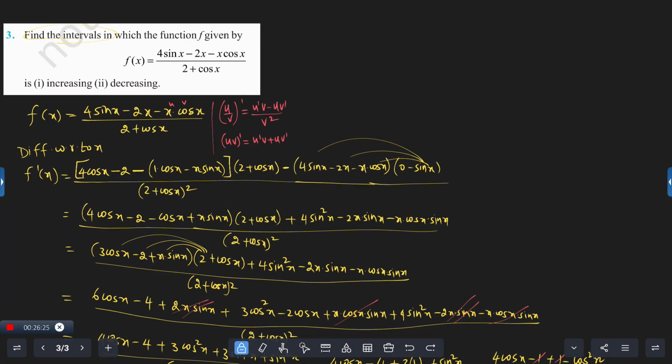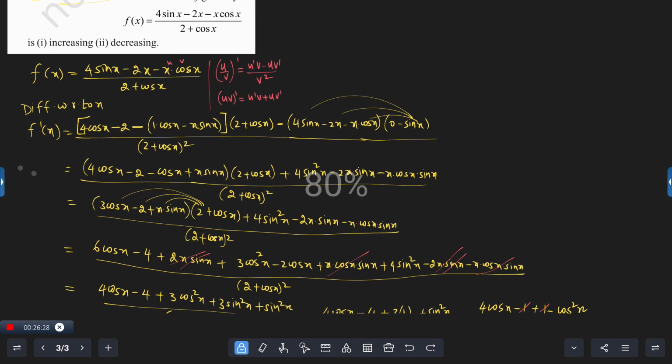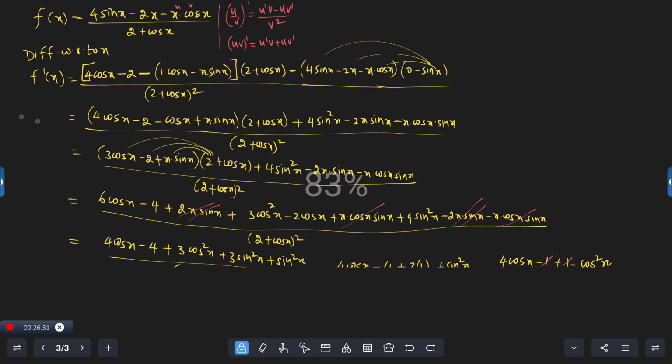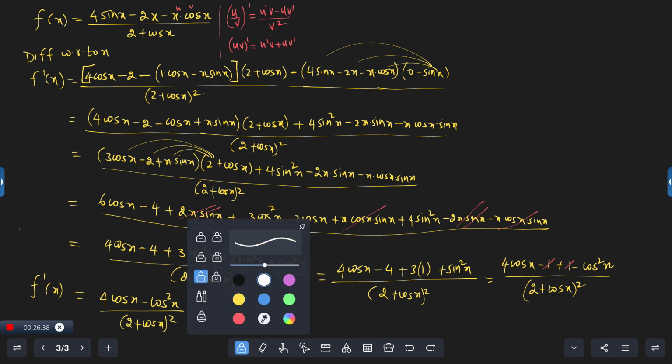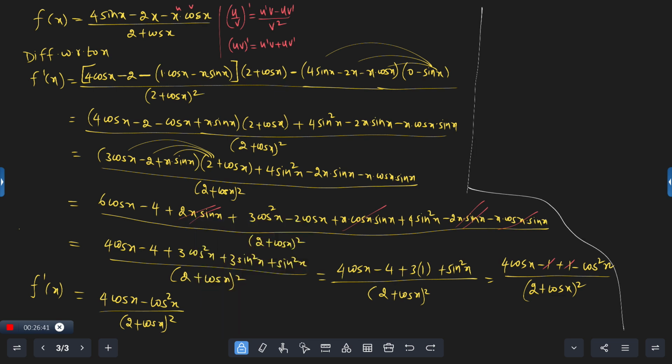Actually, what they asked is the increasing and decreasing interval, so take the first derivative and put it equal to 0, and you will get the x value. Put f dash of x equal to 0 for finding the x value. So what I am getting: 4 cos x minus cos square x, the whole divided by 2 plus cos x, the whole square, which is equal to 0.